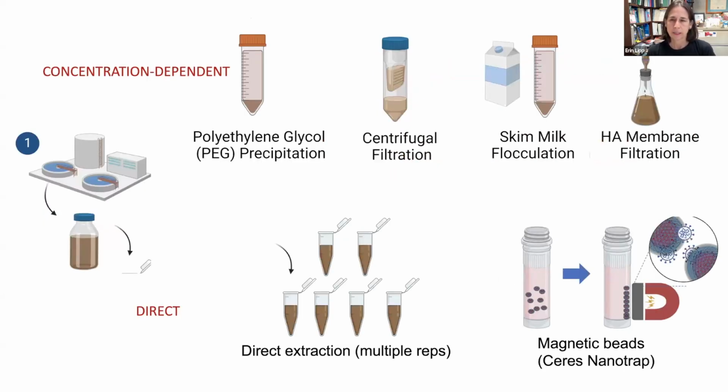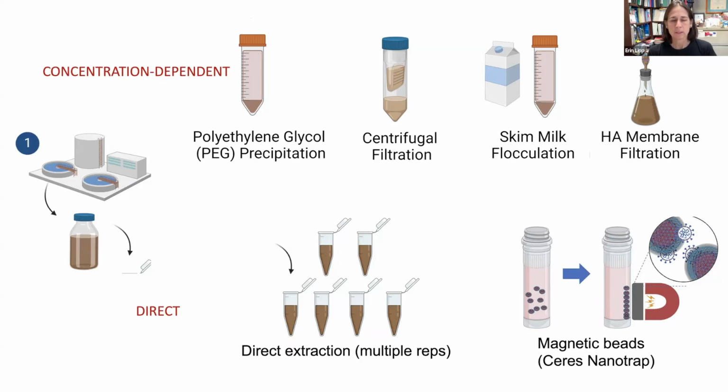In terms of initial methods, generally they fall into two categories: concentration dependent processing or direct processing. Concentration dependent processing is based on the idea that you probably need a larger amount of sample that you can concentrate down to increase the likelihood that you're going to find a target of interest. This can include polyethylene glycol precipitation, centrifugal filtration, skim milk flocculation, and then filtering onto HA or electrostatically charged membranes. The idea, again, is that you can take a large volume down to a small volume to increase your probability of detection.